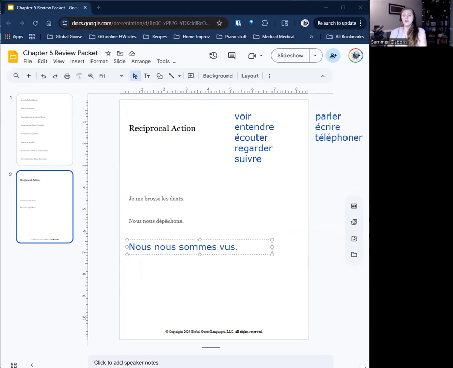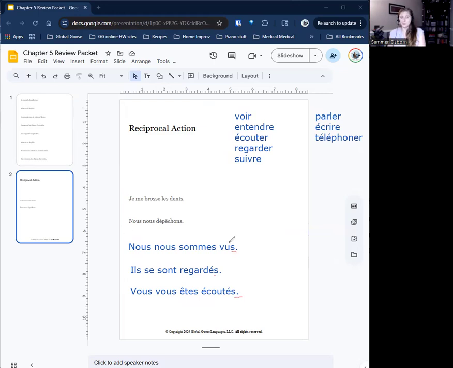Okay. Now, let me go ahead and do a couple more examples. Ils se sont regardés. Vous vous êtes écoutés. You listened to each other, right? They saw each other, they looked at each other. Okay. So in each of these cases, I have added an S. Why?